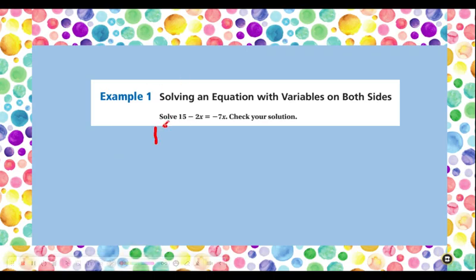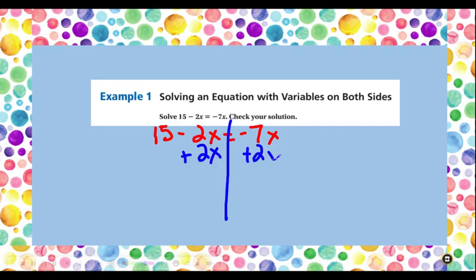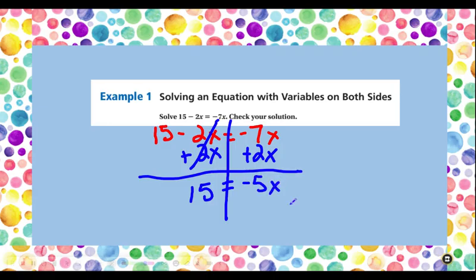So we have 15 minus 2x equals negative 7x. I see variables on both sides. I split the equation. I need to bring those variables together first, but I'm going over that line. It's a balance. So the opposite of negative 2x is positive 2x, which you do to one side, you do to the other. So negative 2x and positive 2x cancel out. I'm left with 15 on the left side. Negative 7x plus 2x is negative 5x.